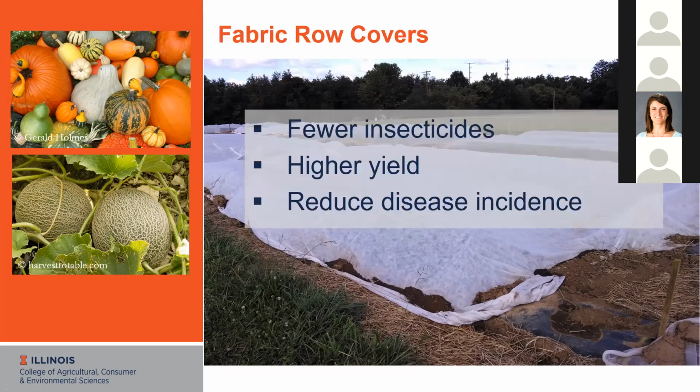So fabric row covers have several advantages over open fields. You can use fewer insecticides because of the early season insect exclusion. They have been shown to result in higher yield, and they can reduce the incidence of bacterial wilt. And in this picture, you'll see the traditionally used polypropylene spun bonded fabric cover, which is what growers, at least in Kentucky, had been using for quite a long time.